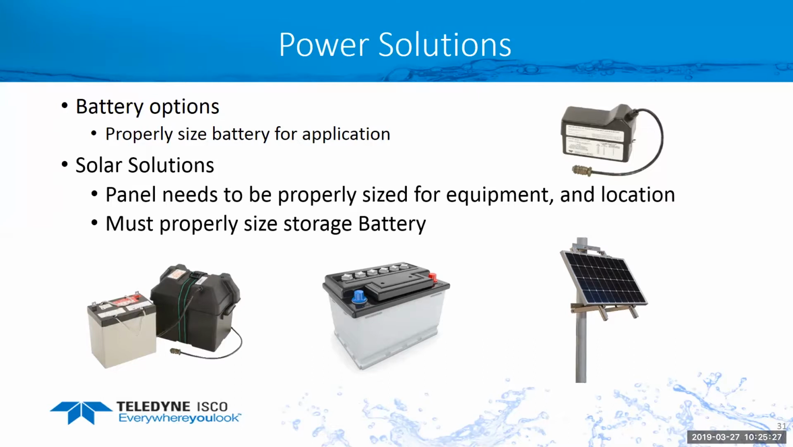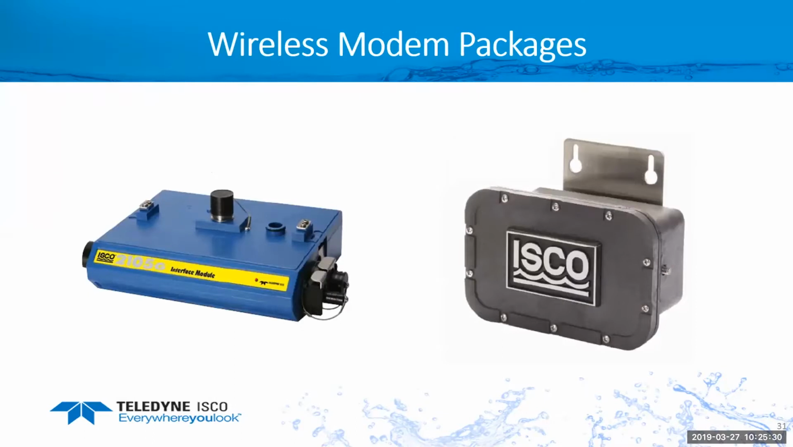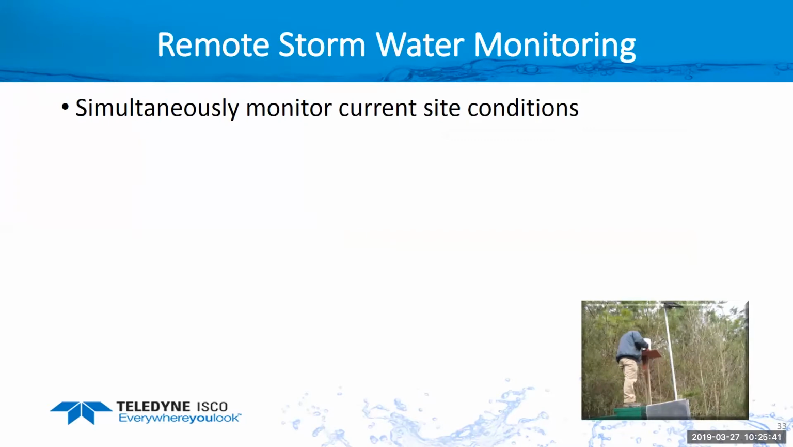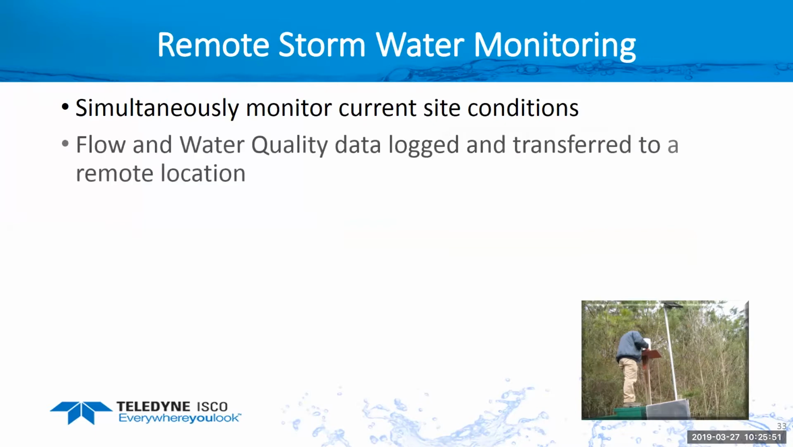Okay, so let's talk about wireless modem packages. This is going to allow us to get information remotely as well as control the sampler, etc. By using the remote applications for the modems, you're going to be able to not only monitor the current site conditions, but also see what the flow quality data is, and any data logged in there as far as parameters go. You're going to be able to get that from the remote location into your software, all remotely, without having to go out to the site and get them.